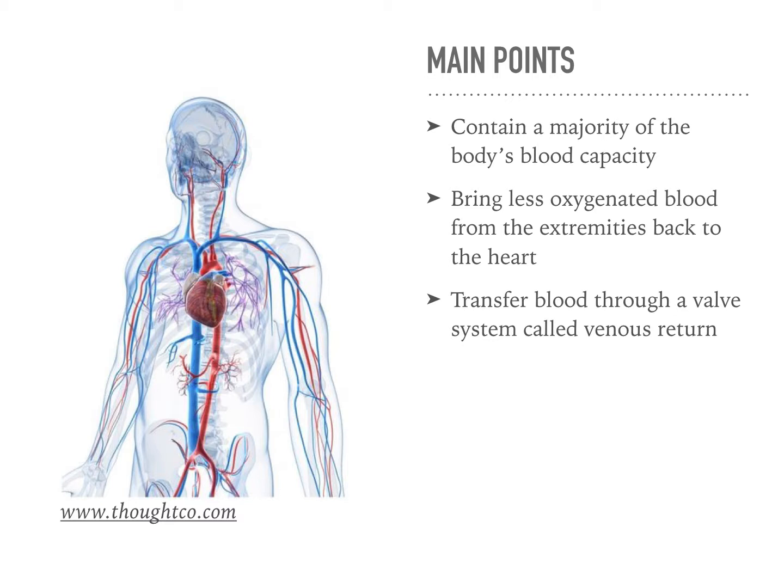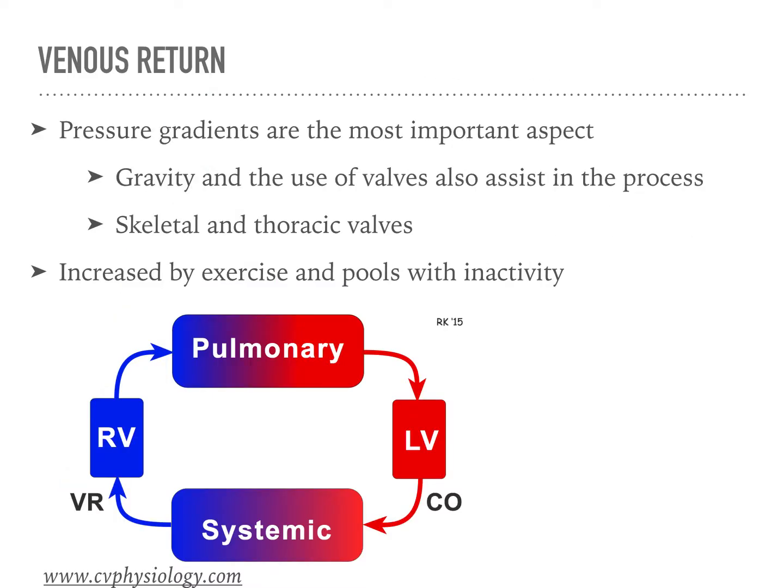Veins are actually also known as capacitance vessels, and unlike arteries, they don't have a muscular wall, so they can't support themselves. If they weren't full of blood, then they would flatten because they don't have the thick muscular walls. And another part about veins is venous return, and this is how they move blood through the body. So pressure gradients are mainly responsible for venous return. Some other aspects that go into it are gravity and the use of valves.